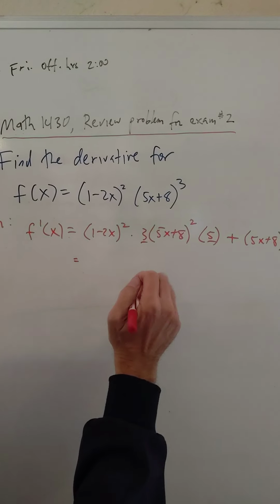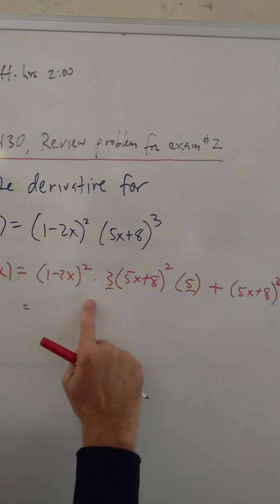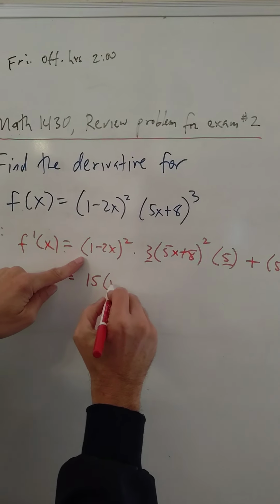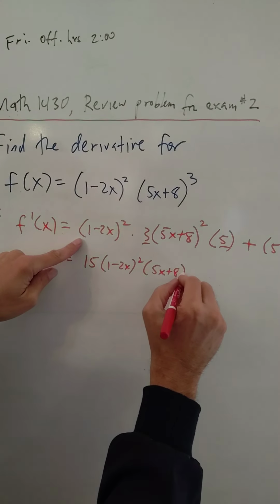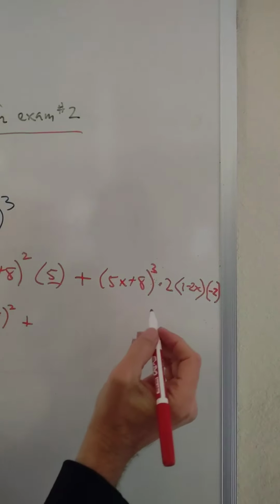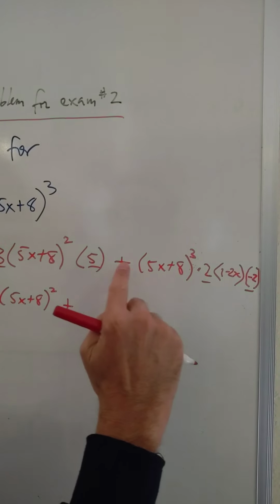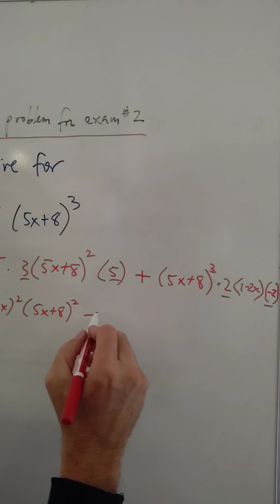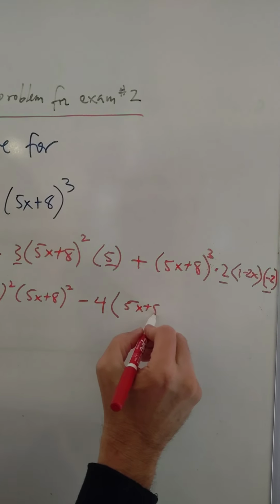So 3 times the 5, this is all one term. Terms are separated by pluses or minuses. So I'm going to simplify this first term by going 3 times 5 is 15. And then I'm going to include this factor, (1 minus 2x) squared, and then the other factor, (5x plus 8) squared, plus, and then I've got a 2 times a negative 2. So multiply the numbers first. So that's going to be plus a negative 4. But plus a negative is a minus. So I'm just going to write minus 4. And then that's going to be multiplied by the (5x plus 8) cubed.